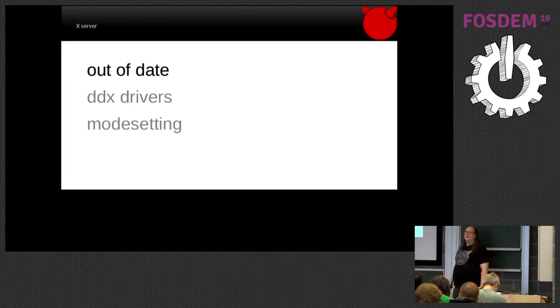The Xorg server needs to communicate with the graphics hardware somehow, and there are two methods of doing this. You have the DDX drivers, as they're called. DDX stands for device-dependent execution, I think. These are the old XF86 video drivers, like XF86 video Intel, for instance, or XF86 input mouse, things like that.